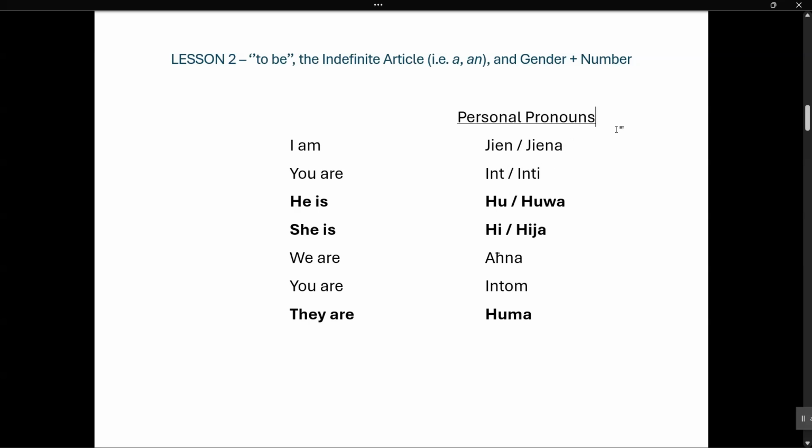Furthermore, I like to use this example a lot. If I'm writing an email to the minister, I want some favor from the minister, I will refer to myself as a jiena, not as a jien in the email. And if I, for some reason, have to refer to him, I would use the inti and not the int. Okay? So, those are the personal pronouns. Now, why do I keep them on the same screen over here? Well, we're going to find out later on.